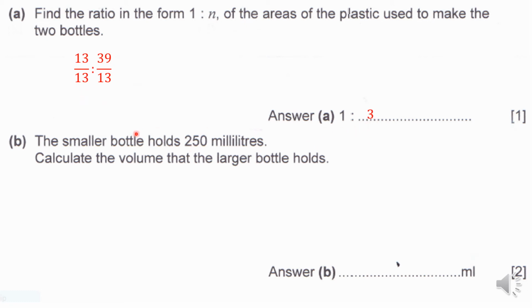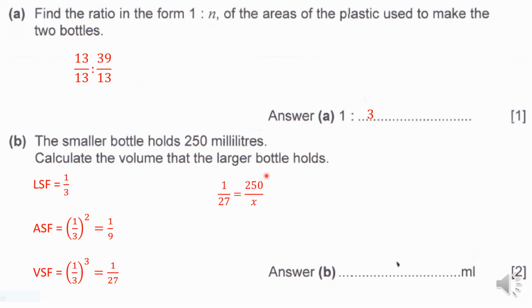The smaller bottle holds 250 milliliters. Calculate the volume of the larger one. Obviously you're going to use the length scale factor, area scale factor, and volume scale factor, and that 1 over 27 is equal to 250 over what, and to find that, you do nothing else but find 6,750.